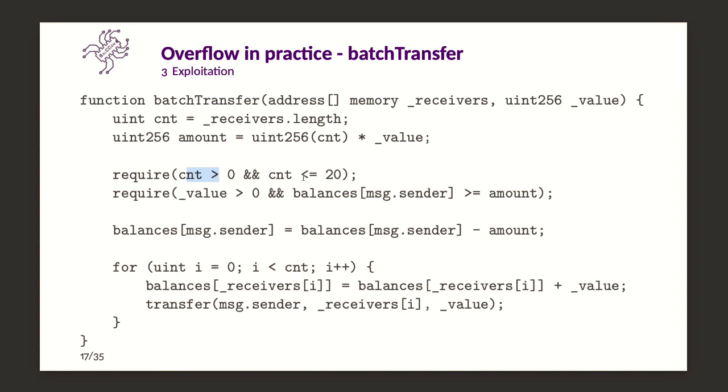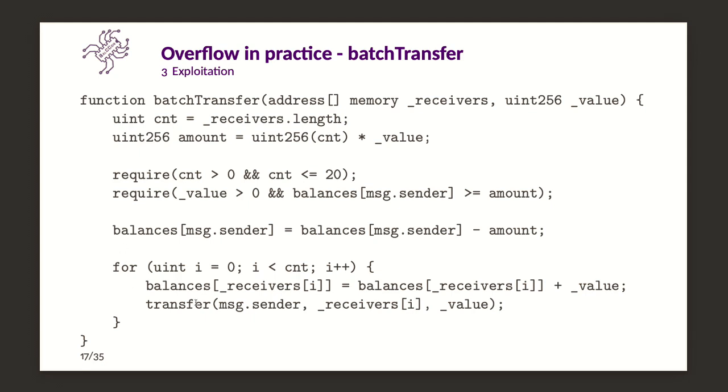It's less than 20. Is the value higher than 0? Yeah, I want everyone to send 1 token. Is my balance higher than the amount that I calculated? So it's 1 times 5, it's 5. I have 7 in the contract, it's fine. We'll do the sending here.